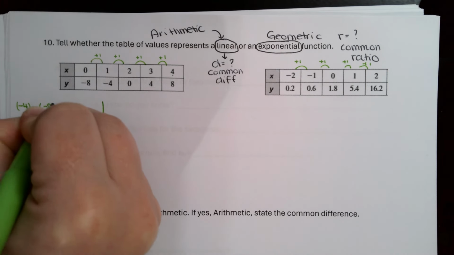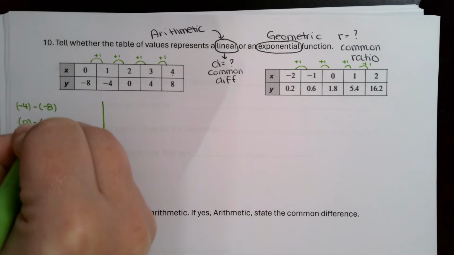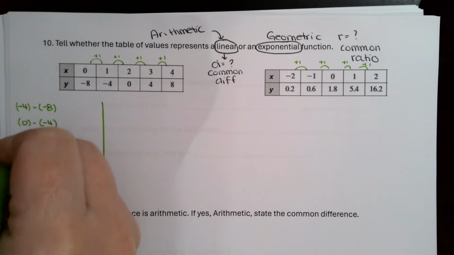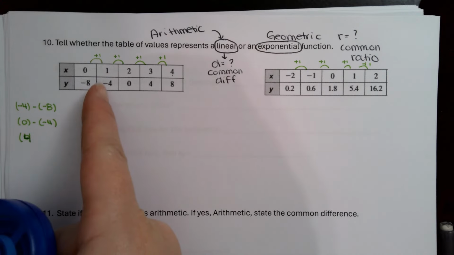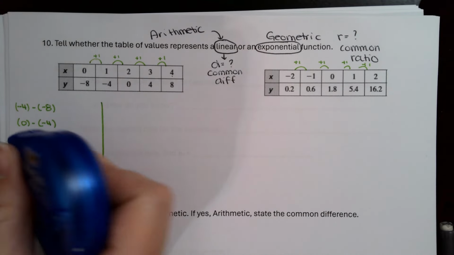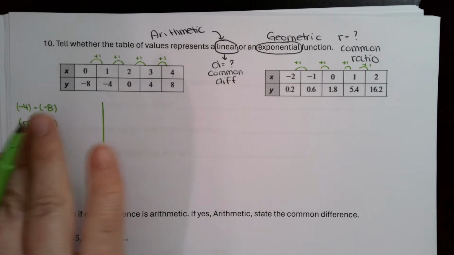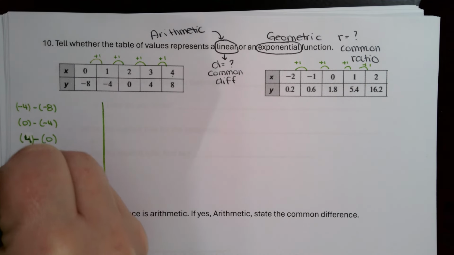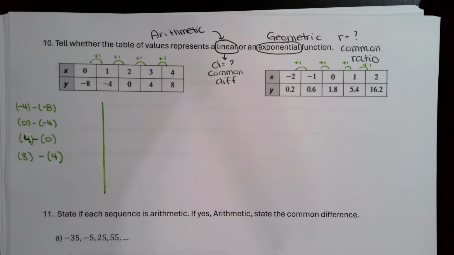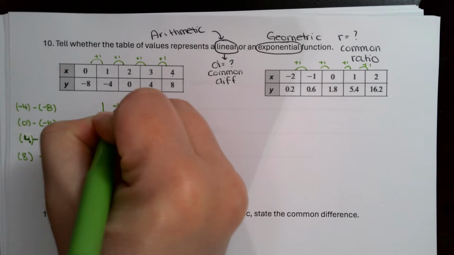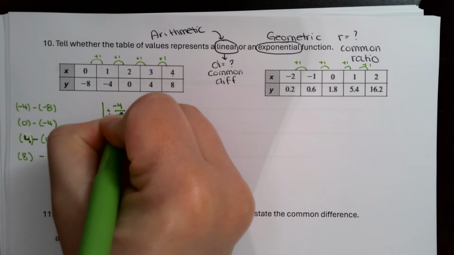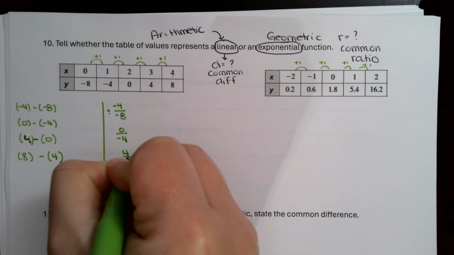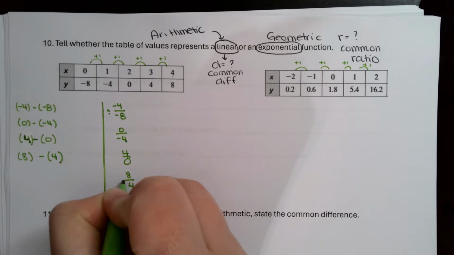minus your left, your right minus your left, your right, which is 4, minus your left, which is 0, and your right minus your left. Again, for geometric, your right divided by your left, your right divided by your left, your right divided by your left, and your right divided by your left.